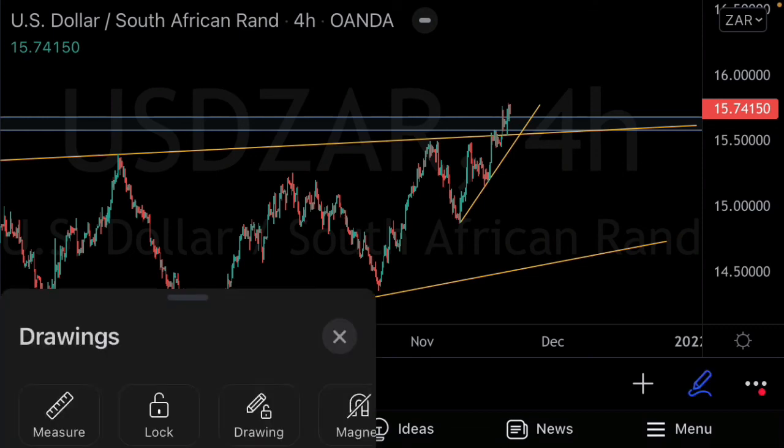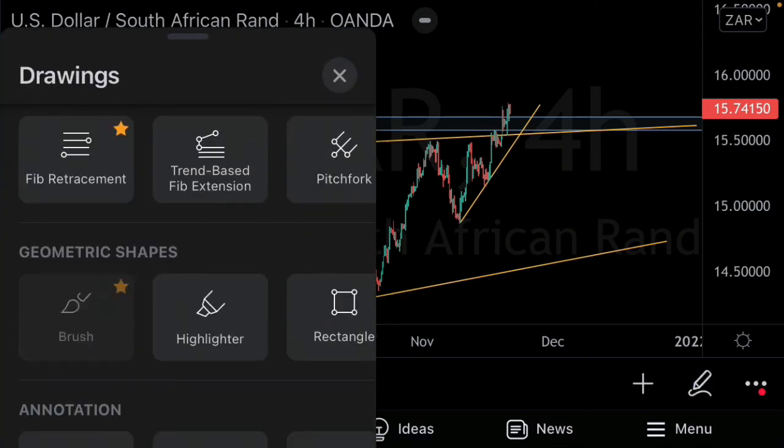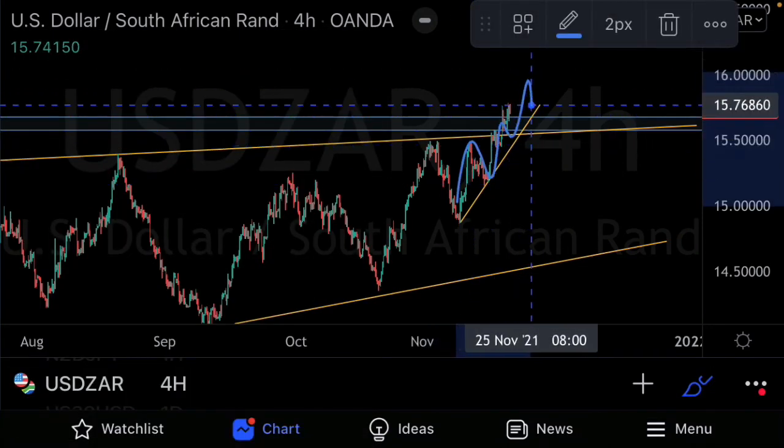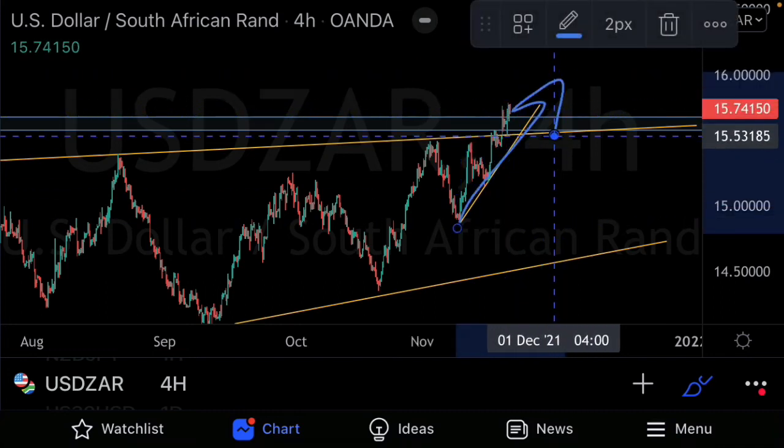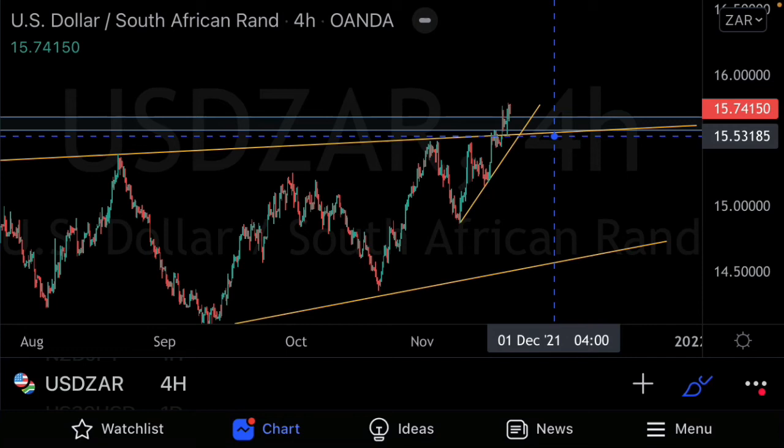So what we have done is we have observed a beautiful ascending structure in this area over here. Now we understand that above our support trend line is a buyer's market. So what we will be waiting for on USDZAR, guys, is for price action.